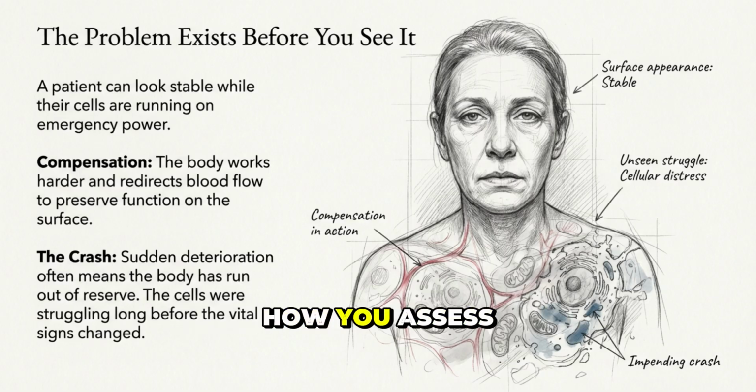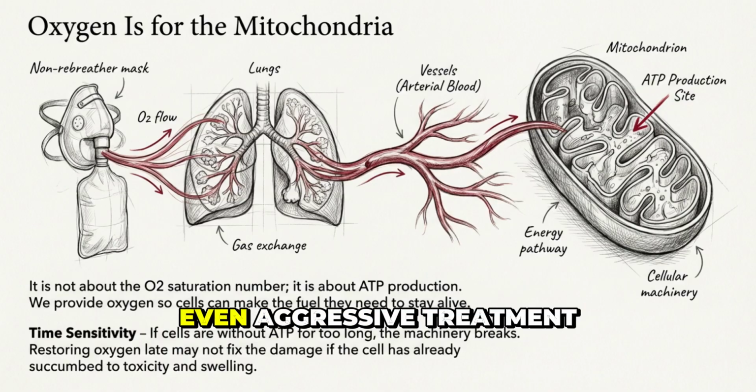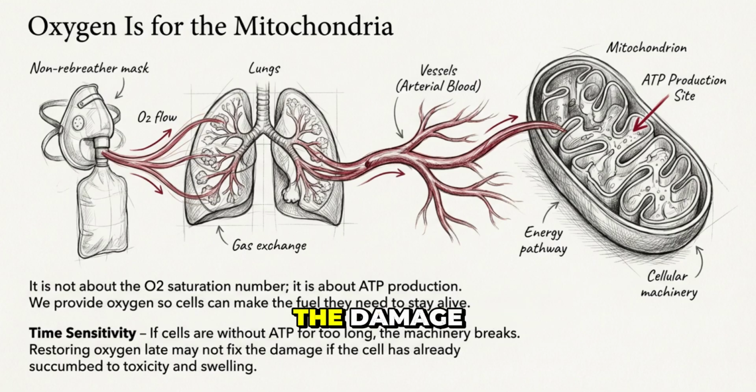Understanding this changes how you assess patients. It teaches you to look for early signs of cellular stress instead of waiting for obvious organ failure. Subtle changes in mental status, skin signs, work of breathing, and energy level matter because they reflect what's happening at the cellular level. This concept also explains why early intervention is so powerful. Supporting oxygen delivery, perfusion, and energy production early helps cells survive. Once widespread cell failure sets in, even aggressive treatment may not be enough to reverse the damage.